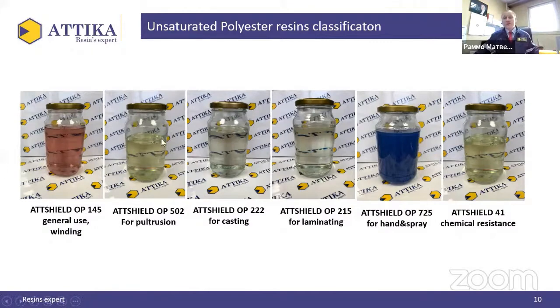And there are a few resins. By all means, there are only 2 resins in our portfolio shown here. We have a much bigger quantity of resins, and we could promote custom resins. It means we could produce resins according to the customer's requests, for laminating, for molding. We also have blue resins with an indicator of curing: when the resin reacts with the peroxide, the color changes. And we have, as I mentioned, epoxy vinyl ester resins. Here it is, ATTSHIELD 41.